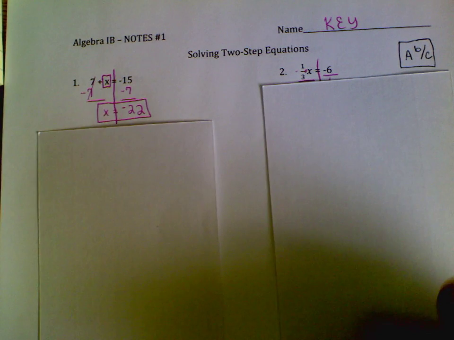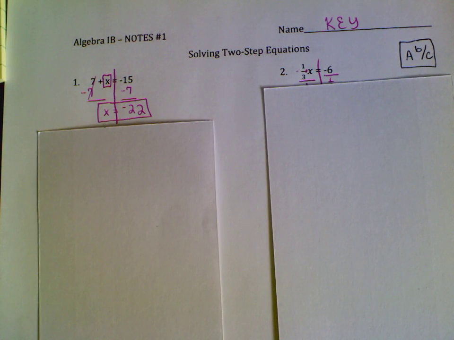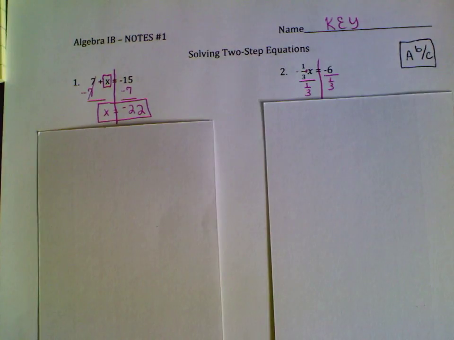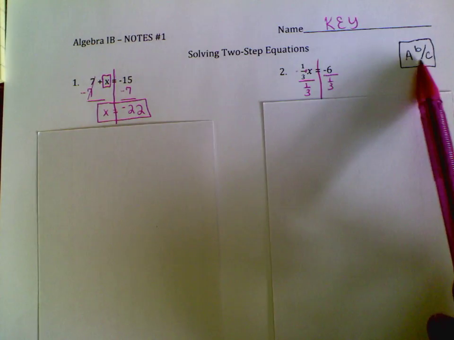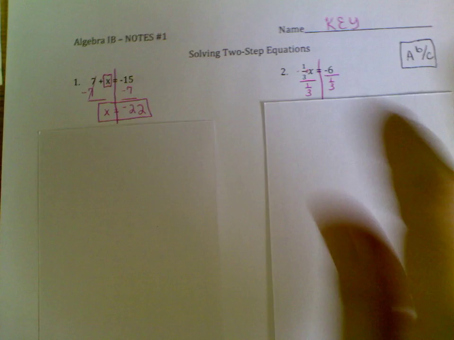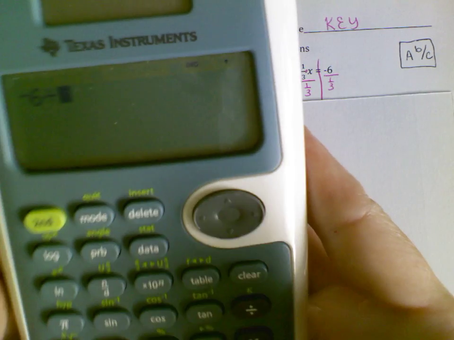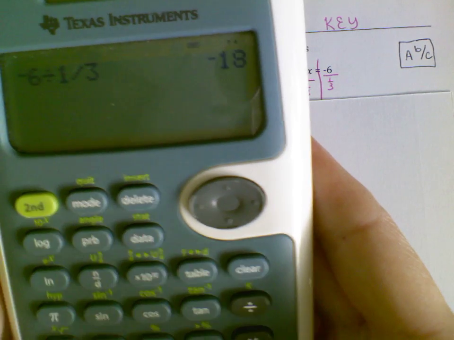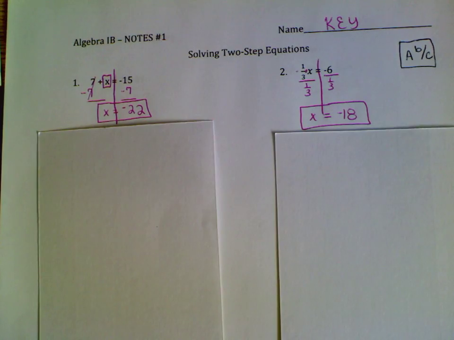Let's try another one. On number 2, you have 1/3 x equaling negative 6. That means 1/3 times x, so I drew in a multiplication sign. So all you should have to be doing is just dividing by that 1/3. So on your calculators, we're going to type this in. You want to look for this button where it says A with a B/C. That's your fraction button. So if we want to divide negative 6 by that, we would type in negative 6 divided by, and then the fraction I want is 1/3. If I hit enter, you should be getting the answer, which is negative 18.